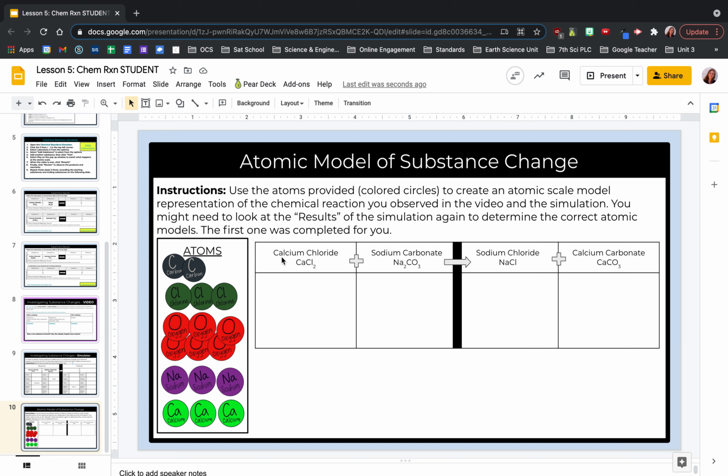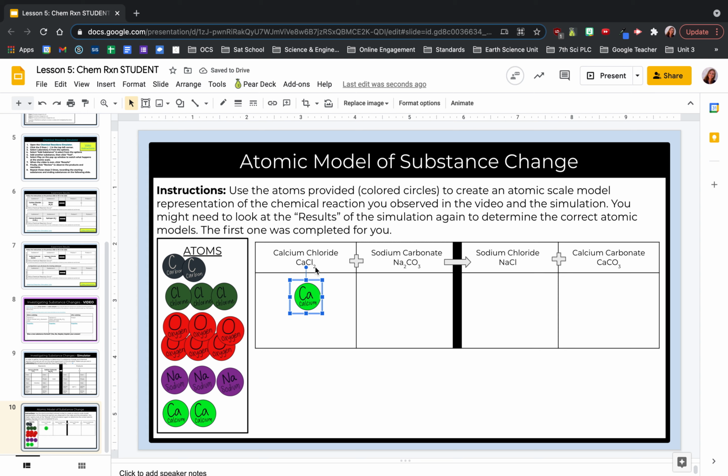I'm going to show you how we're going to use the atomic models for calcium chloride. Calcium chloride is the common name of the substance. In order to create this atomic scale model, we need to look at the chemical formula. The chemical formula for calcium chloride is CaCl2. This means I'm going to use one calcium atom, or one Ca atom, and I'm going to use two chlorine atoms.